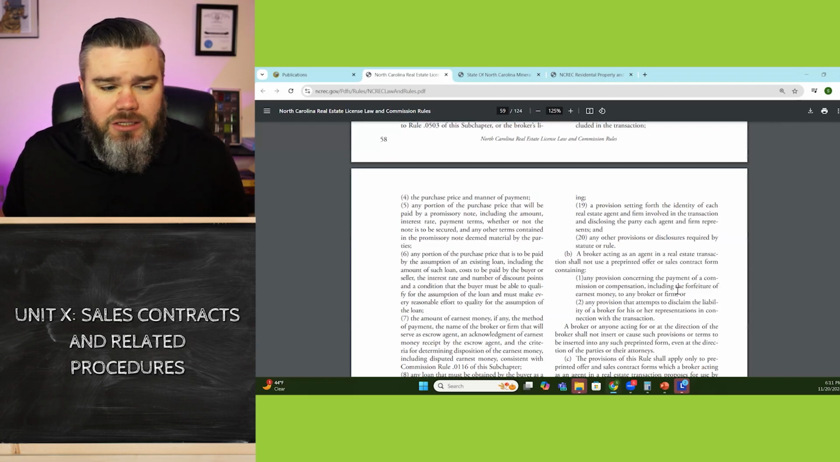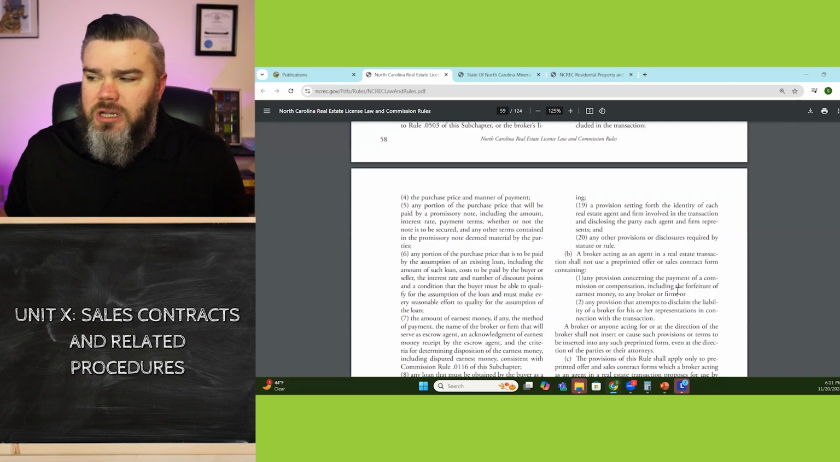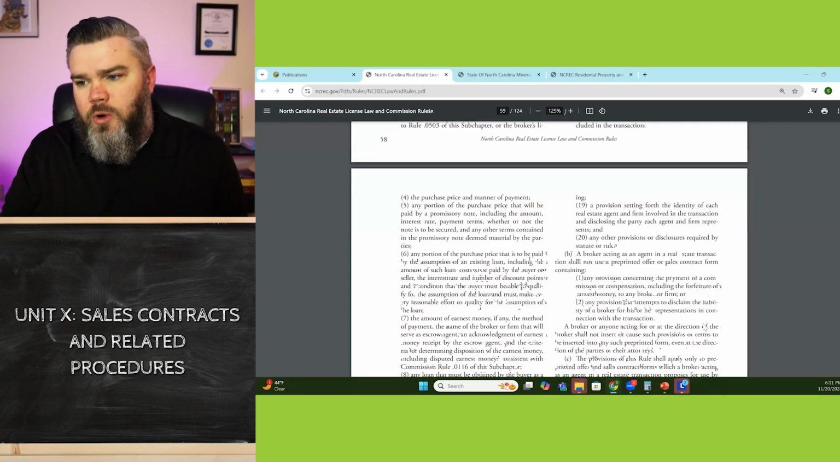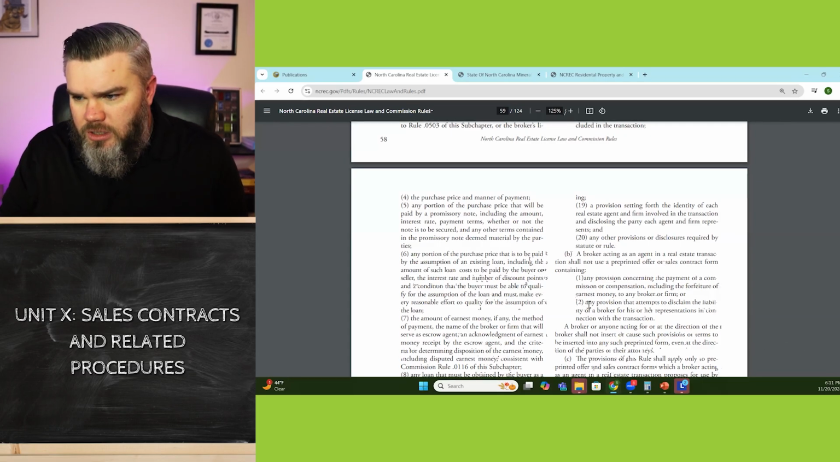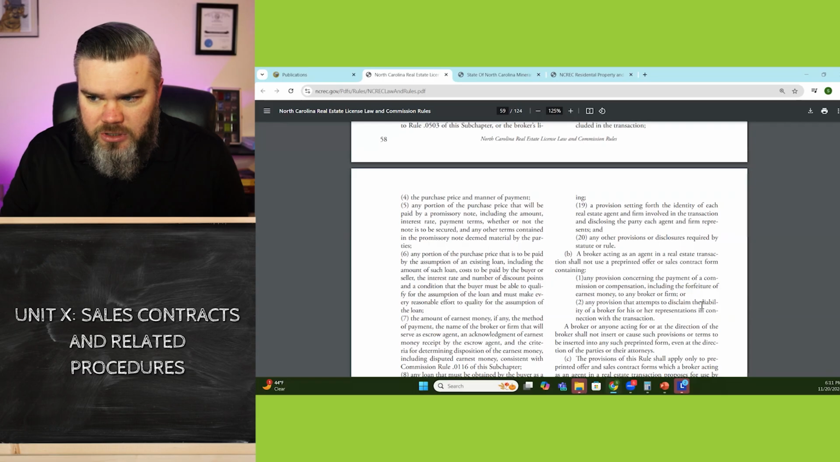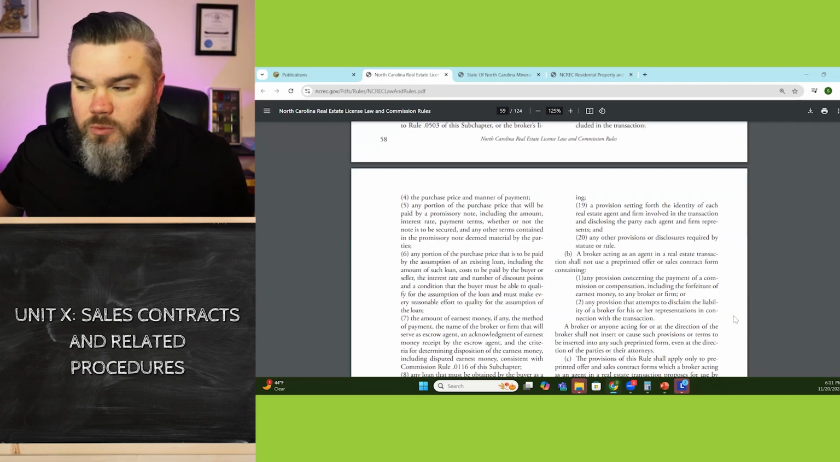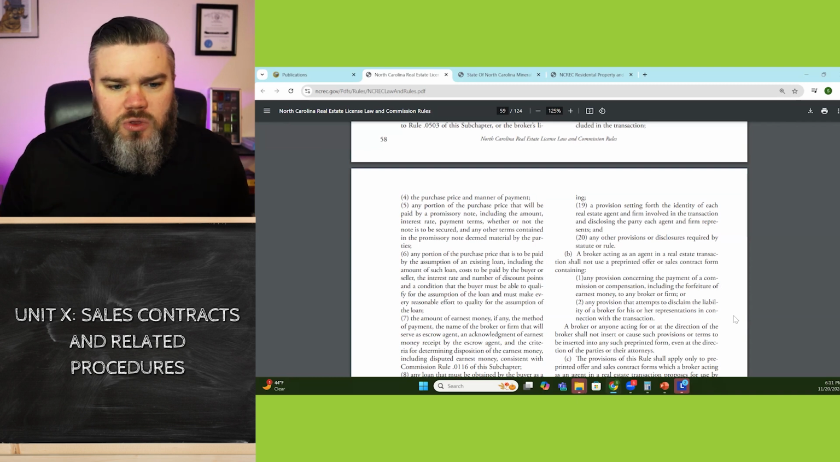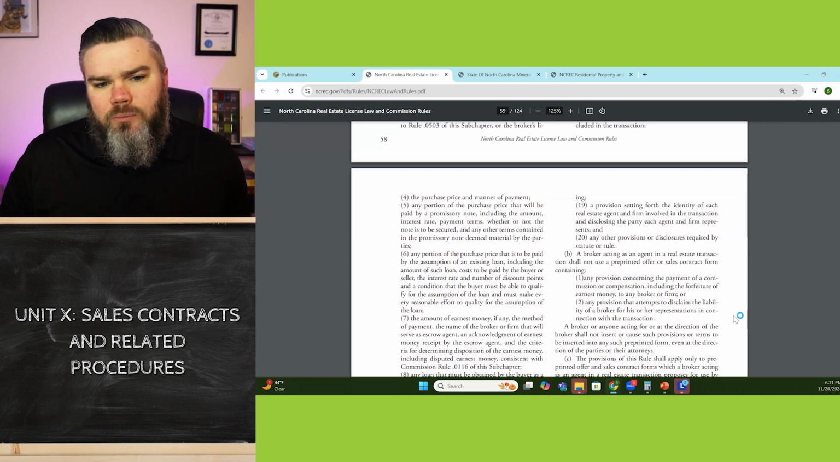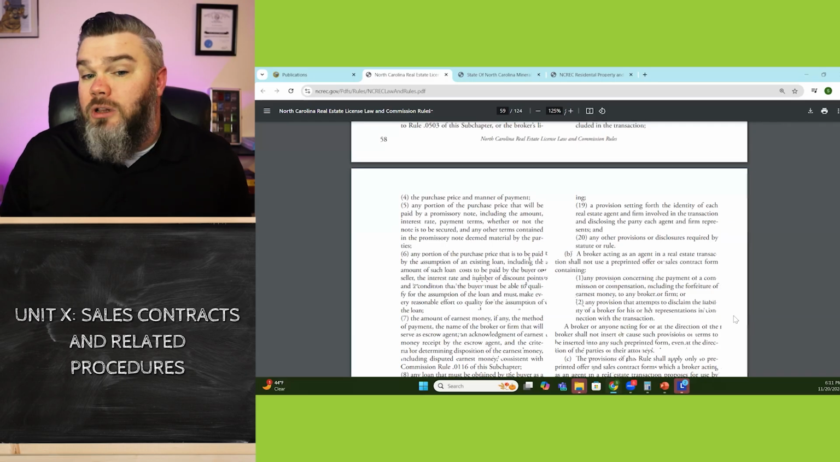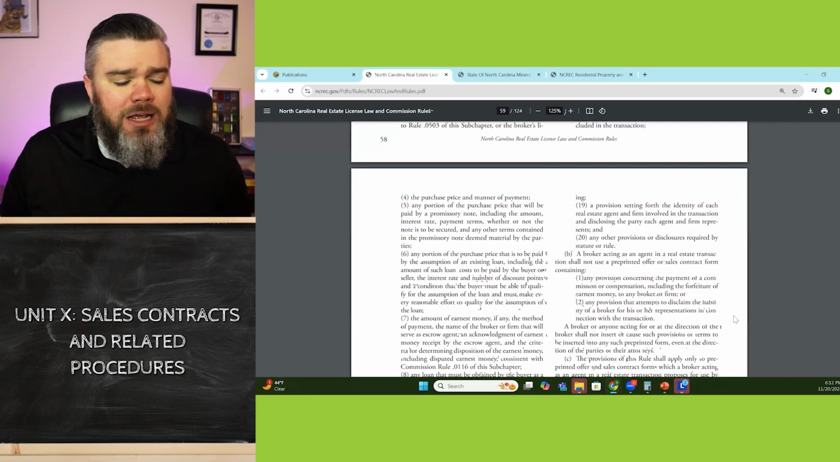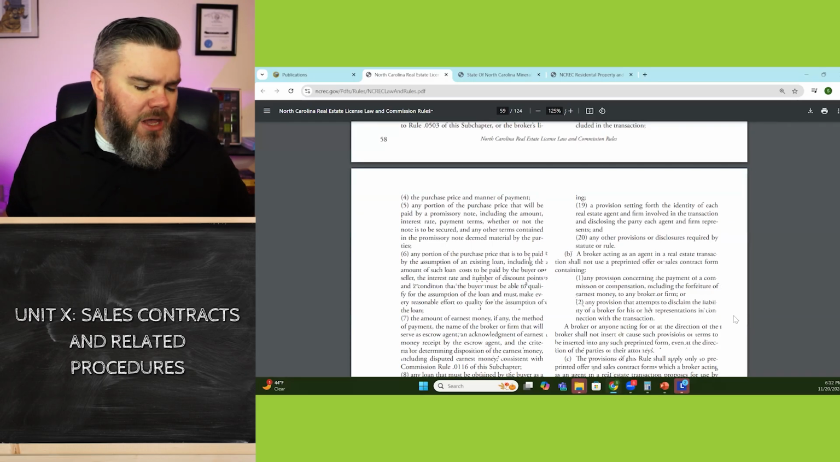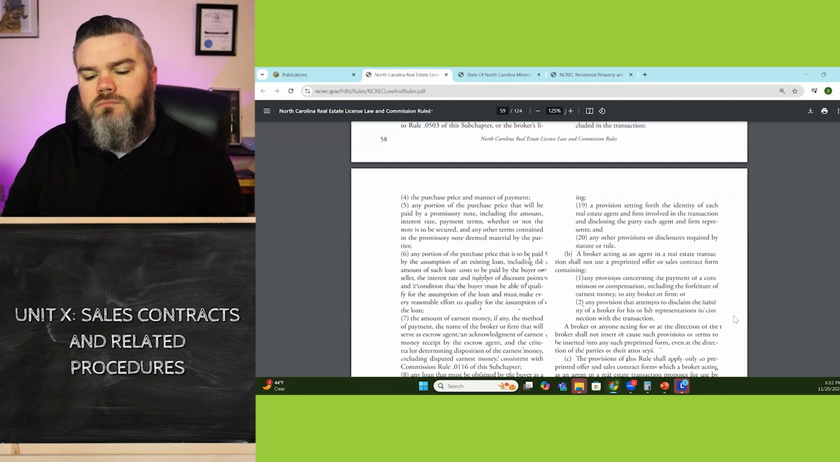The agency contracts. So the other thing that is prohibited from any pre-printed sales contract that we recommend using is any provision that attempts to disclaim the liability of a broker for his or her representations in connection with the transaction. In other words, no disclaimer of liability. Those 2 things are prohibited in a pre-printed sales contract that we may utilize as brokers. It cannot contain any discussion of brokerage compensation, and it cannot contain any disclaimer of liability.